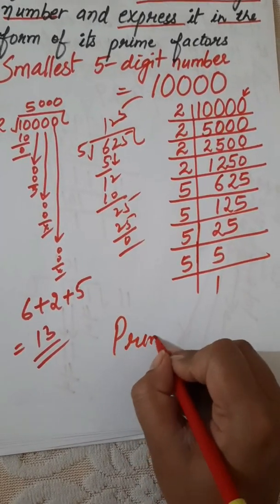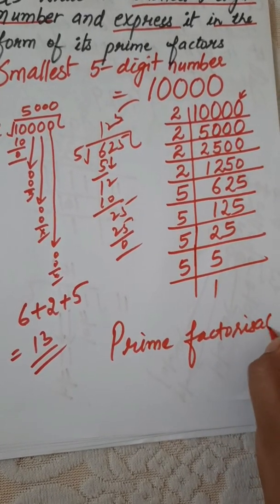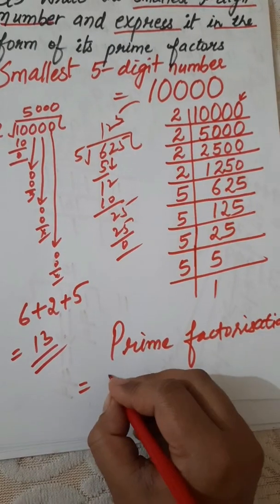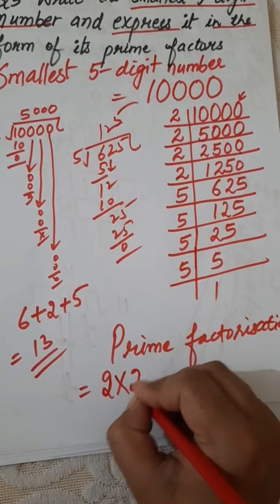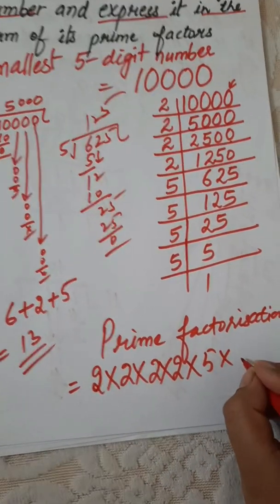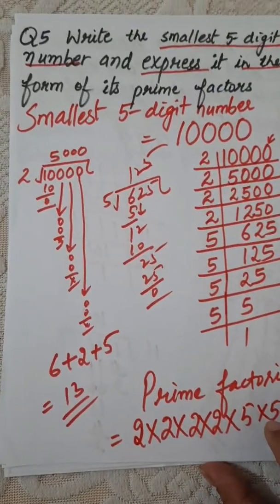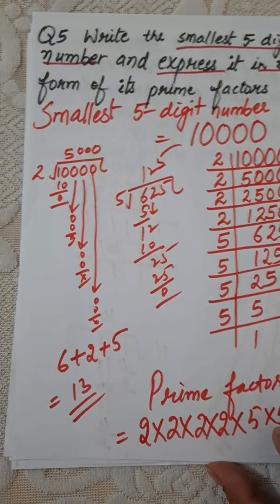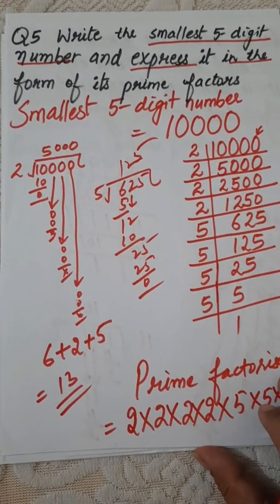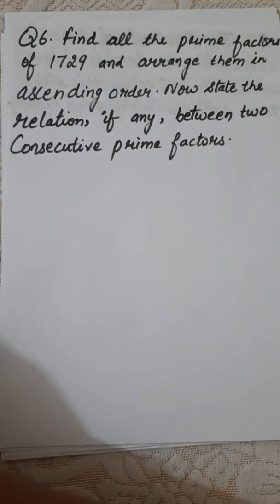So let's write the prime factorization. The prime factorization is 2 to the power 4 into 5 to the power 4. It means write 2 four times as a product of prime factors, and 5 four times. So this is all for question number 5. Firstly, you have to write the smallest 5-digit number, then express it in terms of its prime factors. So let's continue with question number 6.